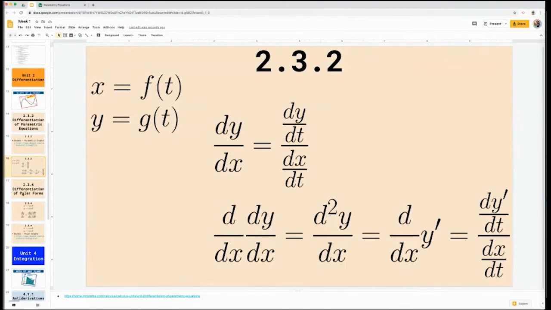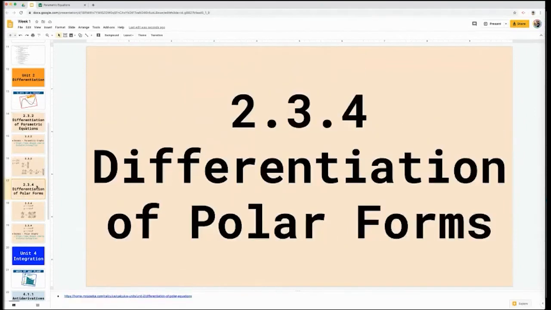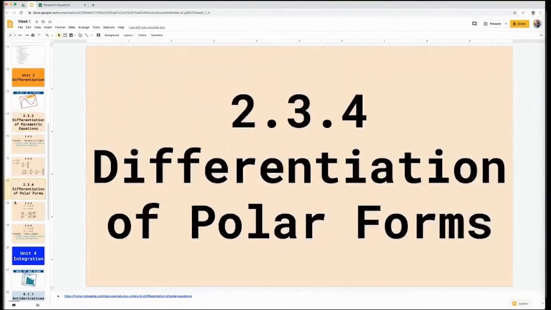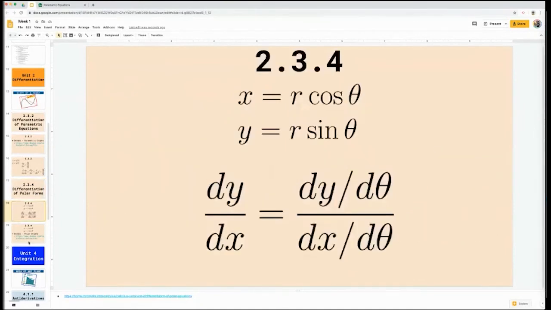All right, so 2, 3, 4 is all about derivatives of polar forms. Okay, this was derivative of parametric. Parametric is with a t. There's a parameter t. This one is polar, and you probably forgot what polar is if you haven't had pre-calc in a while. But basically, with polar, in pre-calc or trig or whatever class it was, you had to convert the rectangular coordinates, the x and the y, into circular coordinates, or polar coordinates, it's called. So x is equal to r cosine theta, y is equal to r sine theta.